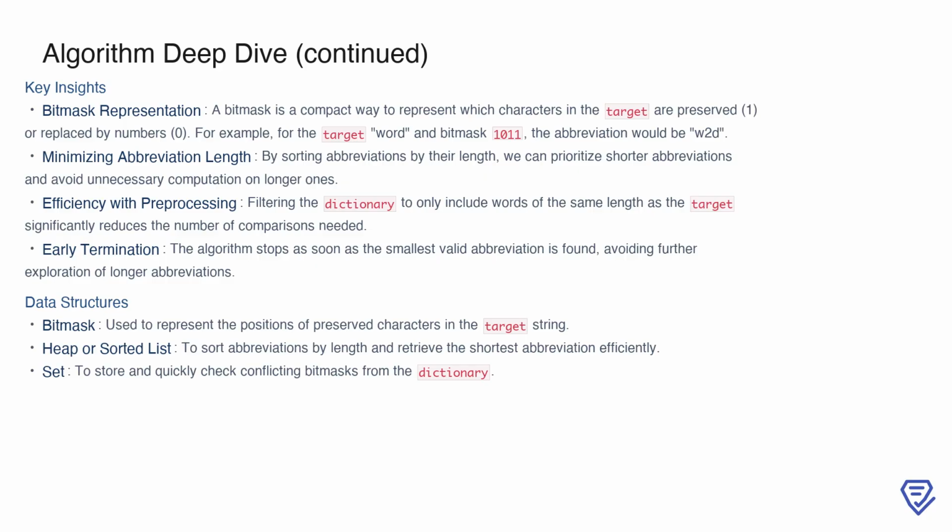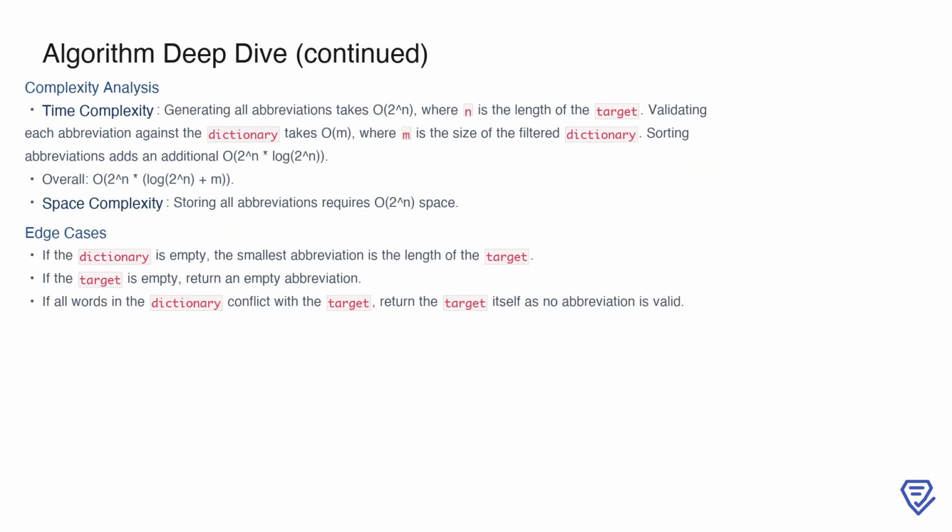In terms of data structures, bitmasks are used to represent preserved character positions, heaps or sorted lists facilitate efficient access to the shortest abbreviations, and sets provide quick checks for conflicting bitmasks in the dictionary. Analyzing the algorithm's complexity, we see that generating all possible abbreviations involves 2 to the power of n operations, where n is the length of the target string. Validating each abbreviation against the dictionary requires m comparisons, where m is the size of the filtered dictionary. Additionally, sorting the abbreviations contributes a complexity of O(2^n * log(2^n)).